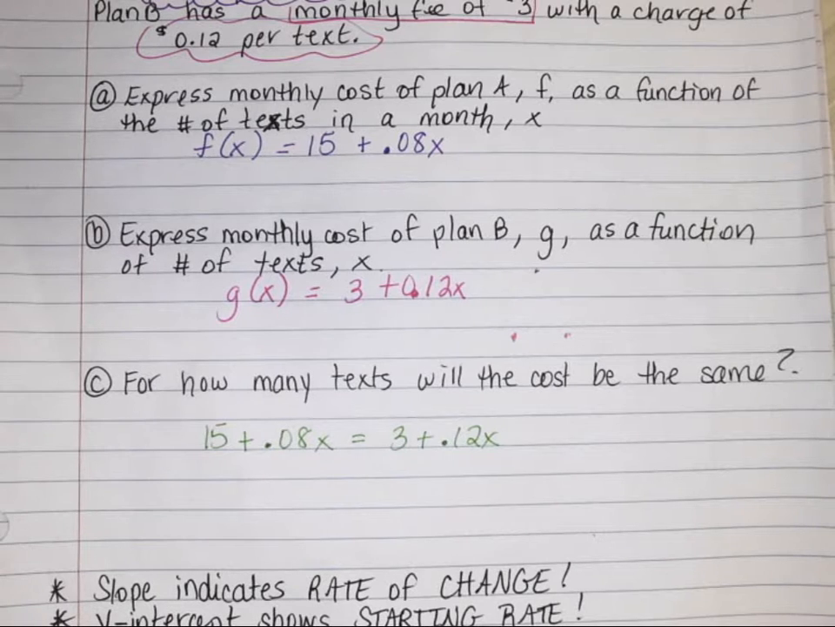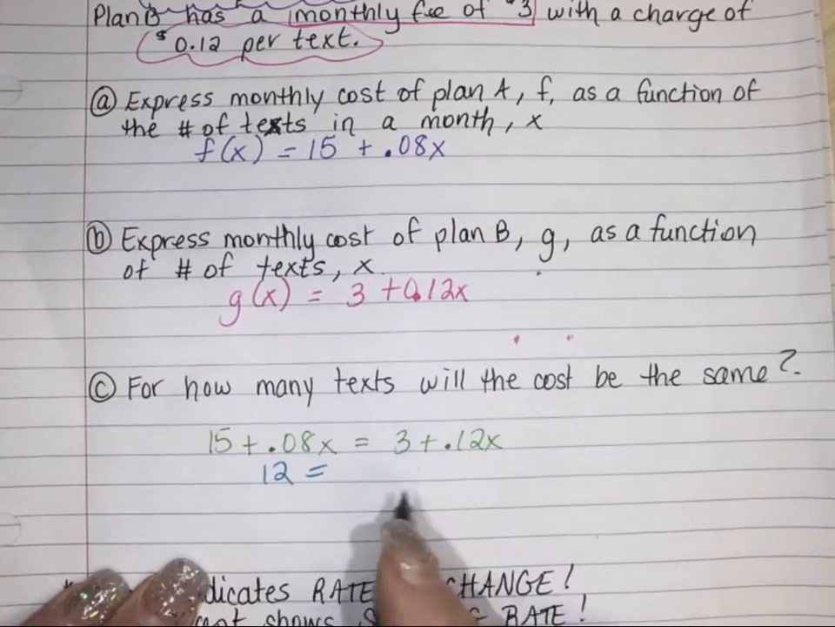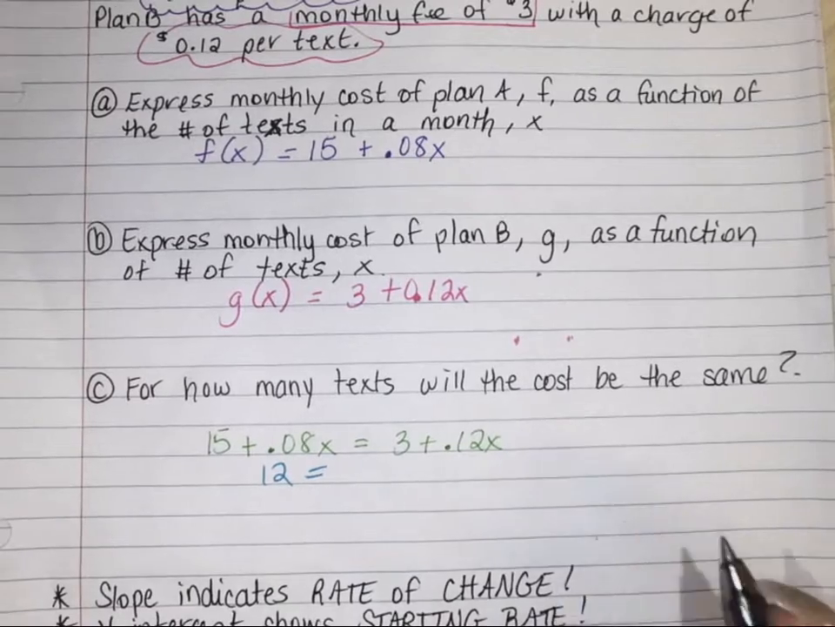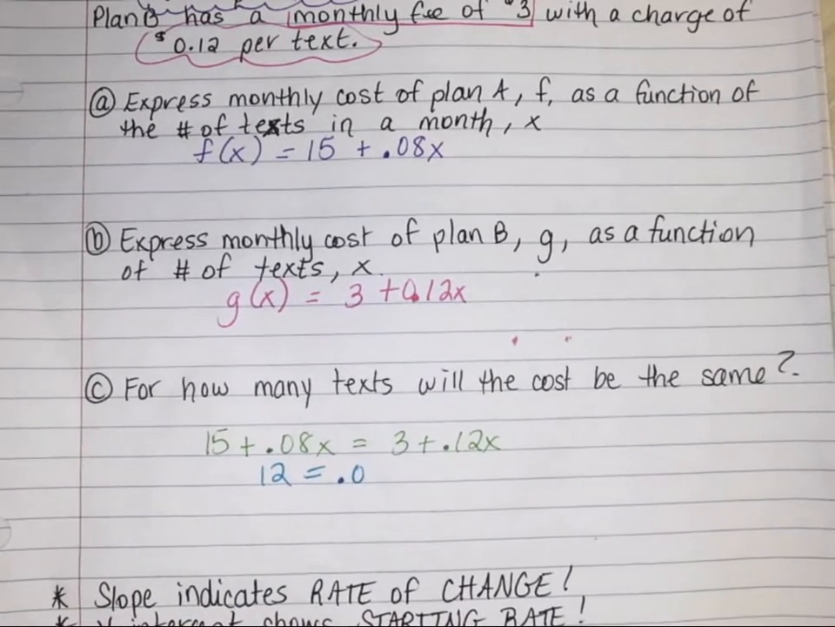So once you get your variables together on both sides and all your constants together on one side, then we have 12 if I subtract 3 from both sides. And then I'm going to subtract 0.8 from 12.